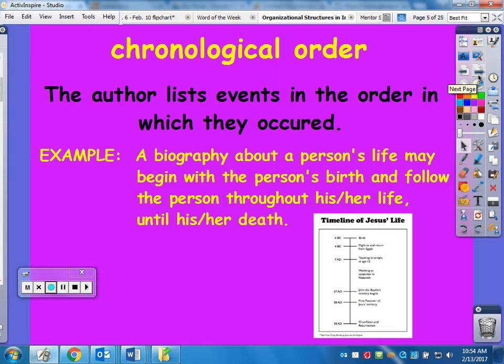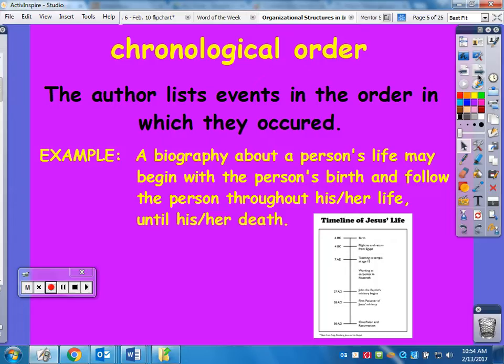We're first going to start with chronological order. In chronological order, the author lists events in the order in which they occurred. For an example, a biography about a person's life may begin with the person's birth and follow the person throughout his or her life until his or her death.